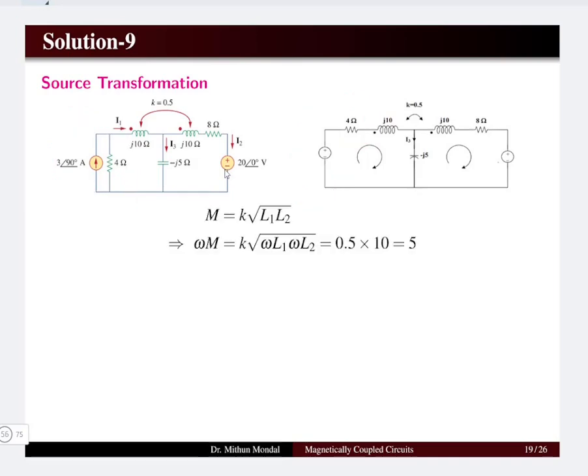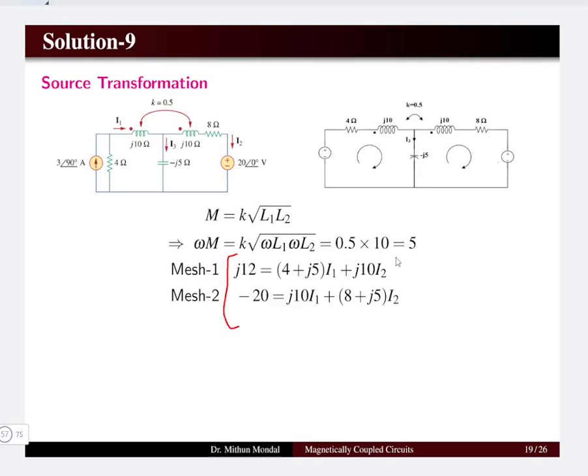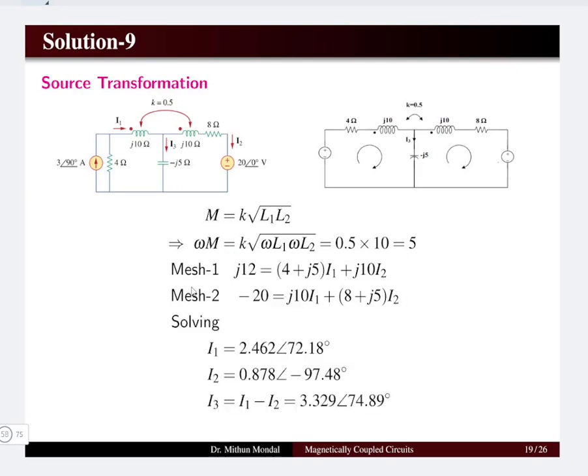Now we can use again the concept of omega M from the mutual inductance relationship, because omega is not given directly in the problem. So we can find that the mutual inductance reactance is equal to 5 ohms, and we can apply those in mesh equations 1 and 2 to find the KVL equations and the unknown variables I1, I2 and I3. So I1, I2 and I3 are the unknowns that we have to find.